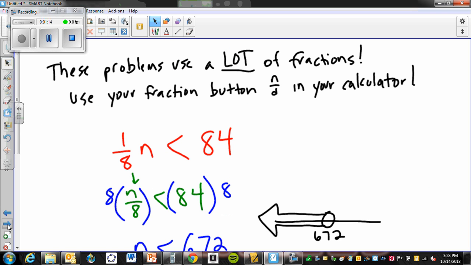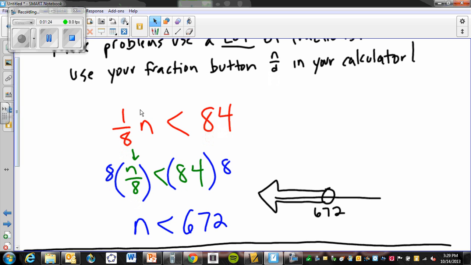A lot of your problems are going to use fractions. Don't freak out too much. There's a wonderful fraction button in your calculator. In this case, we have 1 over 8 times n is less than 84. I'm going to rewrite this to where it looks like n over 8 because it's the same thing.